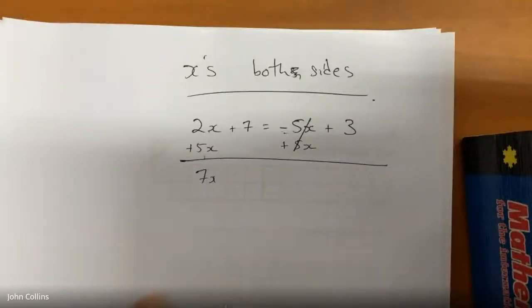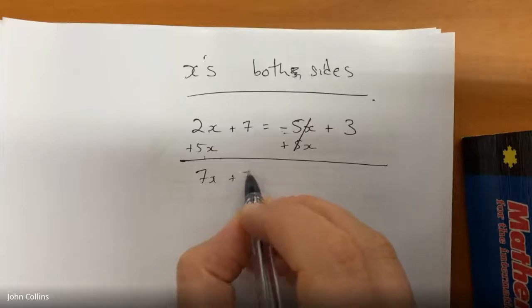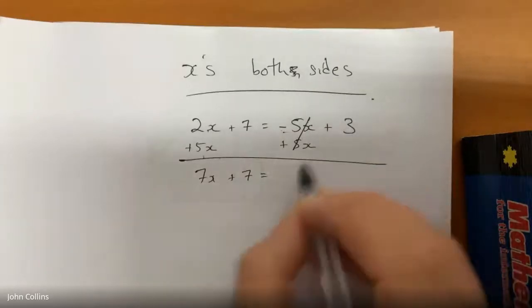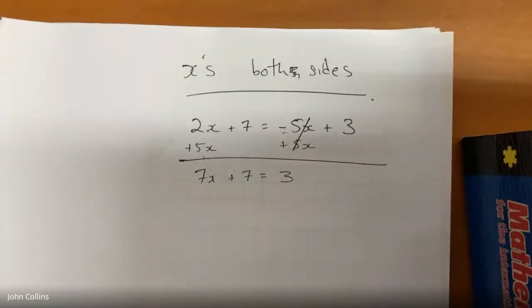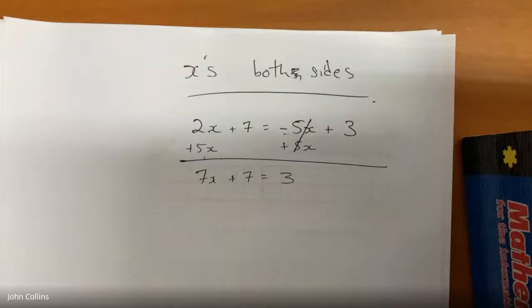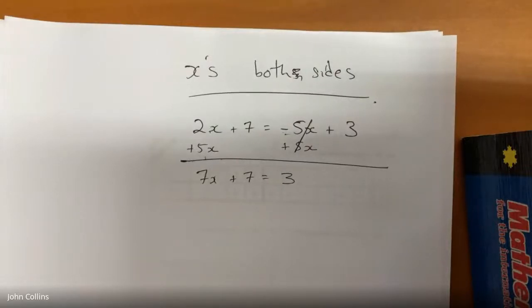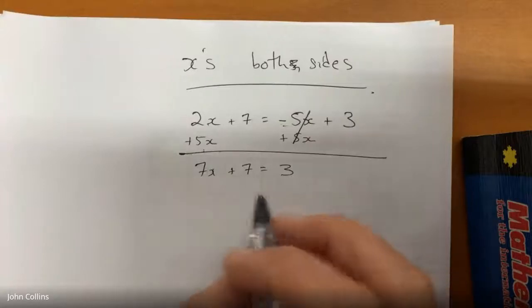Sorry, plus 7 still here. And that equals, well, there's only plus 3 here, so I'm just going to write 3. Remember, I don't need to write the sign if it's positive, and it's only itself on that side. All right, now it's just a 2-step to finish.